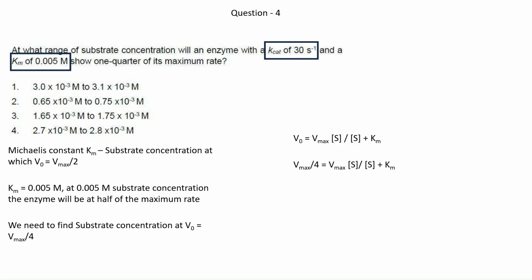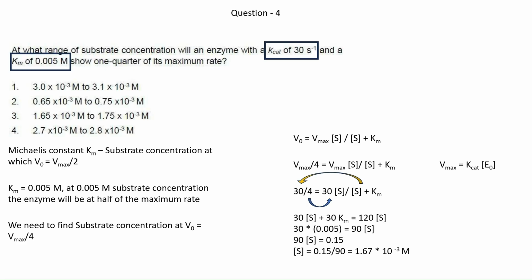Now in our case, the reaction velocity is 1/4 of the Vmax. So we have made that substitution, and Vmax equals kcat into enzyme concentration. Now we'll be assuming enzyme concentration to be a single unit, and it will convert Vmax to kcat. Now putting all these values, we'll get this equation, and by solving it for substrate concentration, we'll get something like this.